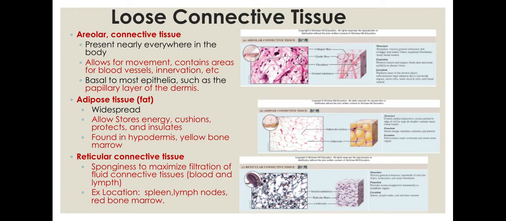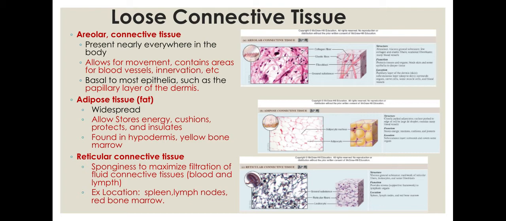So let's start with the loose connective tissue. We have areolar connective tissue. That's really found throughout the body. It's what's going to let movement happen. It's really found where there's blood vessels and nerves. It's got spaces to have that blood and nerve move through it. It is going to be at the bottom of most epithelial tissue. And a great place that we find areolar connective tissue is the layer of the dermis that we call the papillary layer, which we will go into more depth when we talk just about the integumentary system.